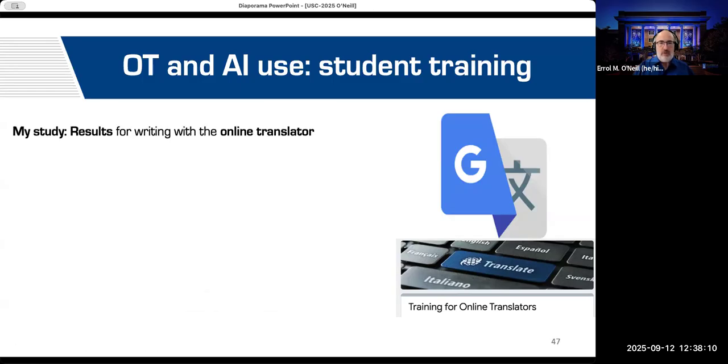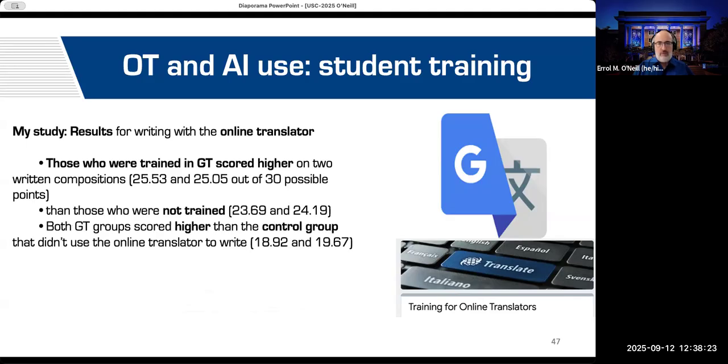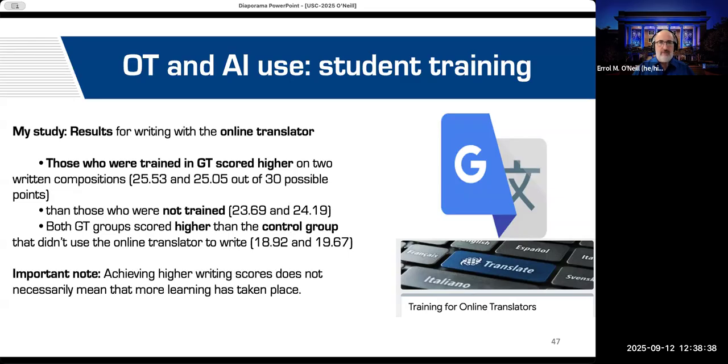My results were that those who used Google Translate with training scored higher on the written compositions than those who were not trained and used the translator. And in turn, both of those groups scored higher than the control group that didn't use the translator at all. So the best results were students who were trained in using Google Translate. The second best were those who used Google Translate without training. And then the lowest scores were those who did not have access to the online translator.